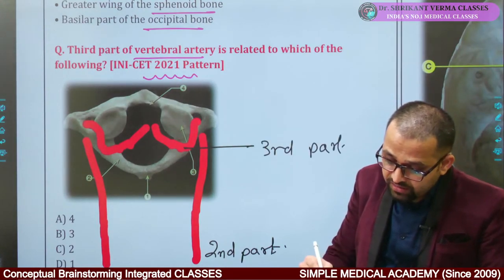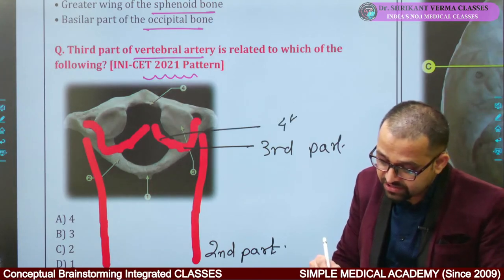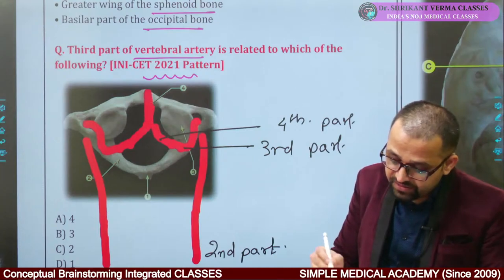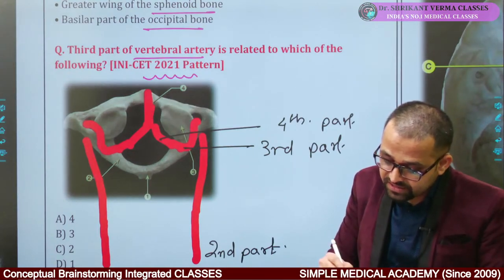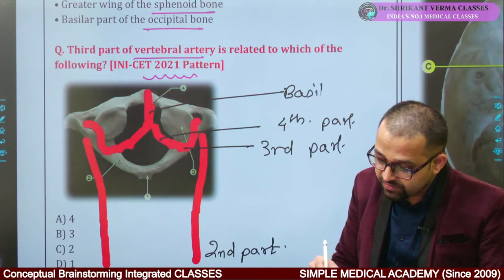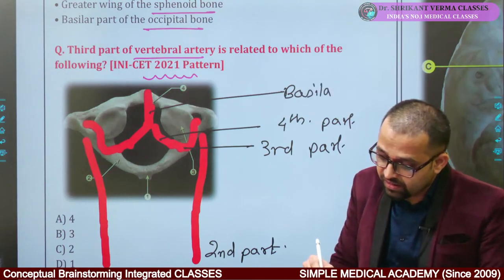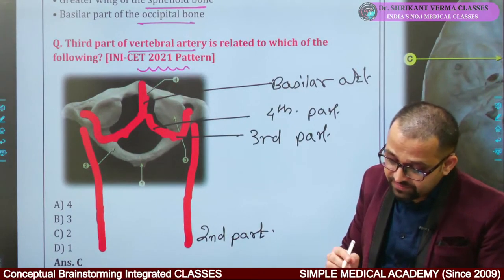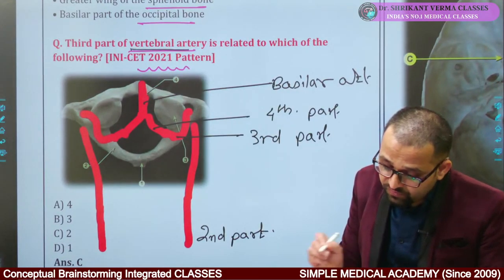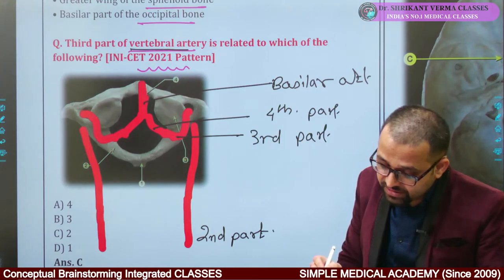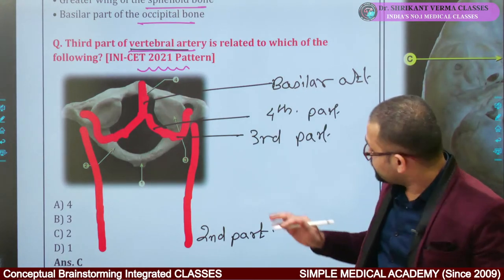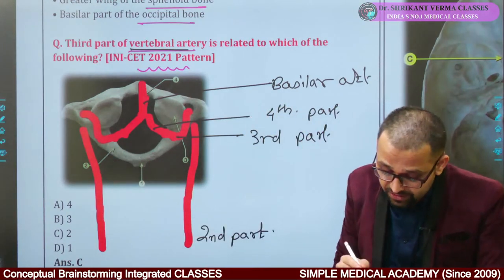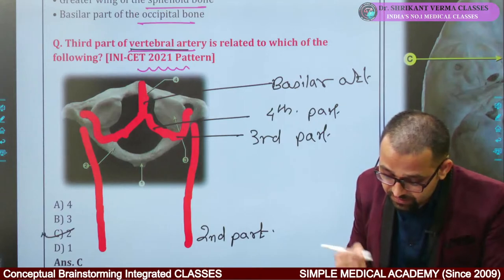And when both are running inside the cranial cavity, that is the fourth part, and then they will unite and make the basilar artery. Yes sir, there will be the basilar artery. So your answer, what will you say, that the third part of the vertebral artery is related with which portion? You can see it is related with this second point, that is our lamina. So your answer will be C.